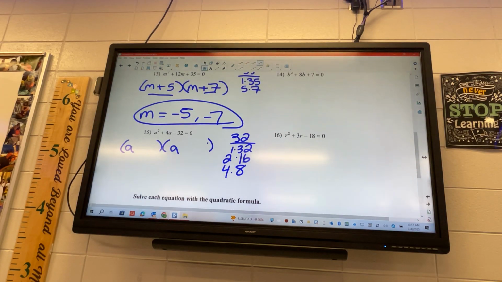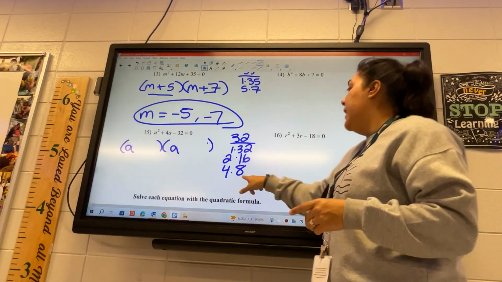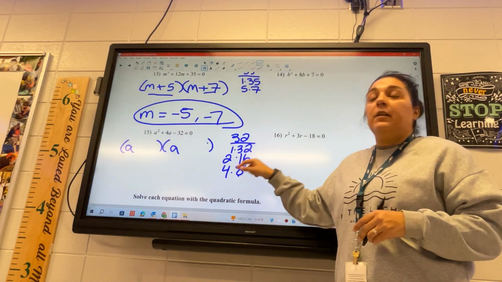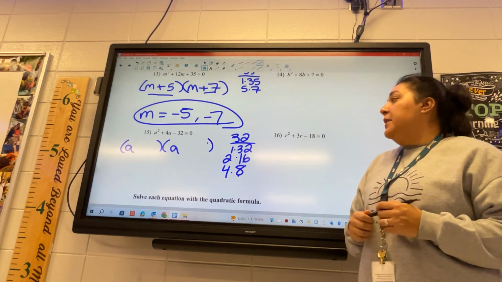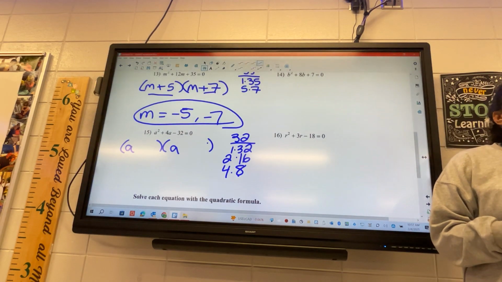Doesn't work. 32 divided by 7. Doesn't work. And then you'd say 32 divided by 8, but 8 is already up here, so that's how you know when you're done. Okay, so of these groups, I need something to give me a 4. 4 and 8.